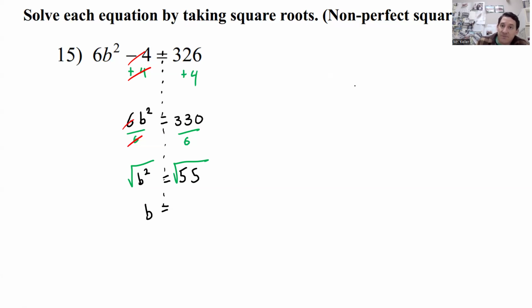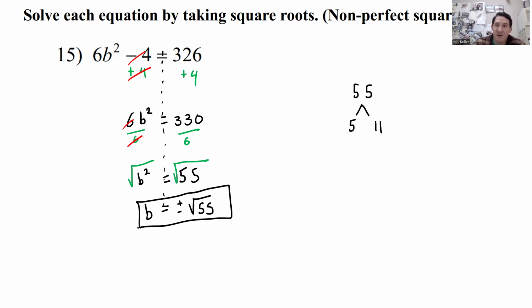The square root of 55. You check to see if you can do a buddy system on it. So I'm going to split this up. 55 is 5 times 11. 5 and 11 are both prime, so the branches are done. So there's no buddies. This doesn't simplify. So for the next 8, this is what happens. You just take the square root, no buddies. So we're just going to leave it as plus or minus the square root of 55. We're not going to put it in calculators. We leave it in the simplified radical form like that.